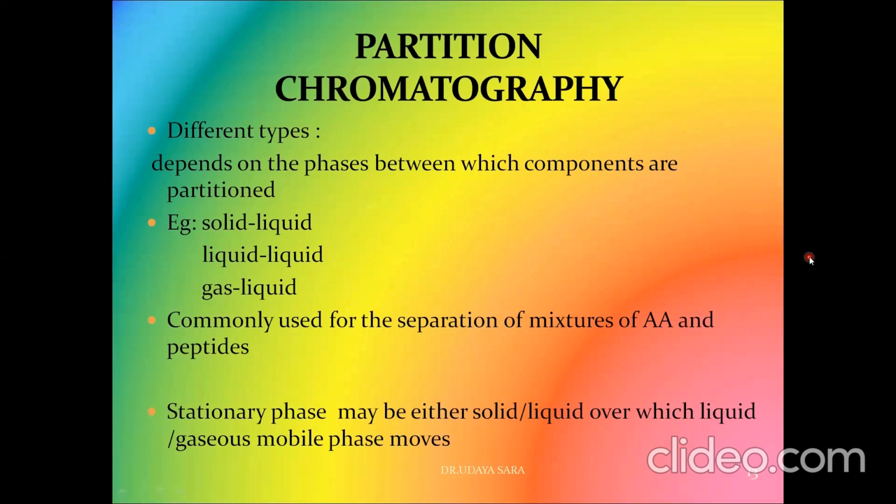Next, we'll see partition chromatography. It is of different types, depending on the phases in which the molecules get partitioned. If the stationary phase is a solid and the mobile phase is a liquid, it is called solid-liquid partition chromatography. If both the stationary and mobile phases are liquid, it is called liquid-liquid partition chromatography. If the stationary phase is a liquid and the mobile phase is a gas, it is called gas-liquid partition chromatography. This type is used for the separation of amino acids and peptides.